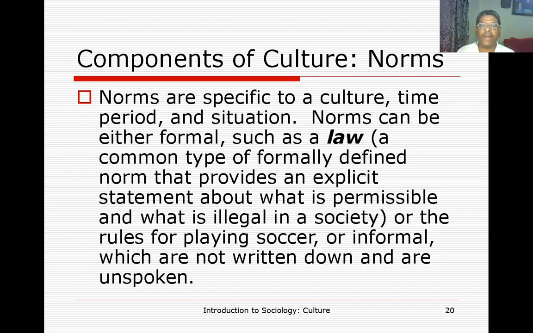Norms can also be informal, like the rules for playing soccer, which are not written down and are unspoken. So unspoken norms are there in our society. And particularly, we have so many of these norms and unspoken rules and regulations. You know, they say, if you eat this banana, this will happen. So there are such funny norms. You should not eat ghee, you will get a cough, which is not really true. And don't take curd, you will get a cold. These are all such funny norms, and the laws have come in a hidden form.